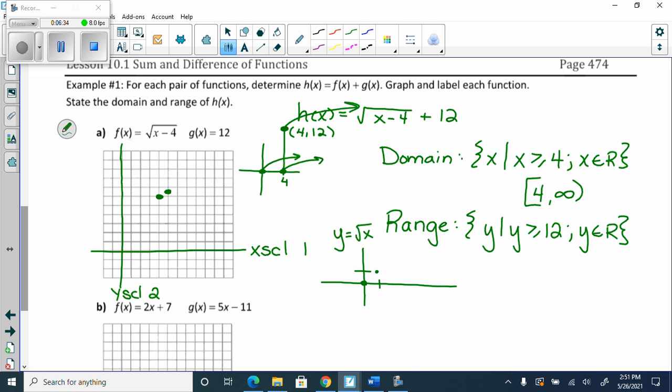Our next coordinate that I use is at 4 and 2, because I take a perfect square. The square root of 4 is 2. So my next coordinate's at 4 and 2. Now instead of it being at 4 and 2, I'm going to move it 4 to the right and 12 up. So it's going to be 4 to the right, 4 plus 4, and then 12 up, 2 plus 12. So what's it going to be at? 8 and 14.